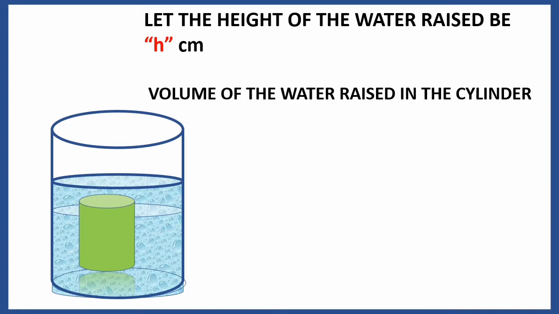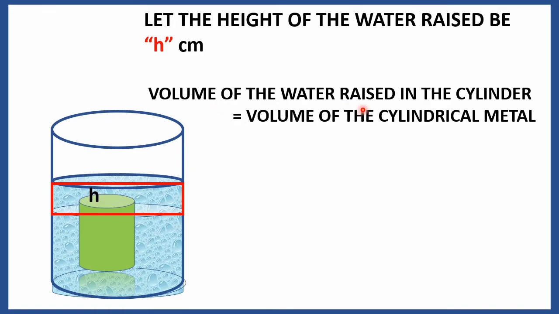So volume of the water raised in the cylinder. After the solid is immersed in water, the water level increases like this. Let us take this portion as h. We have to find this h. So volume of the water raised in the cylinder equals volume of the cylindrical metal. Volume of the cylinder equals pi r square h. For differentiating both the heights, we use small h for the water level increase and capital H for the height of the cylindrical metal.